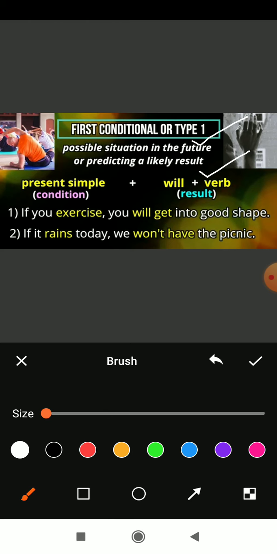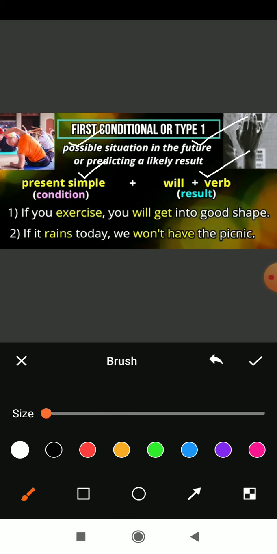Our exams were going to be conducted in June. So it is a possible situation, yes or no? It says a possible situation in the future or predicting a likely result. If our exams were going to be conducted in June, then definitely the government is going to take our exams on the said date. So here the definition is well matched with this example. Read it again: a possible situation in the future or predicting a likely result is called the first conditional, or type 1 clause.